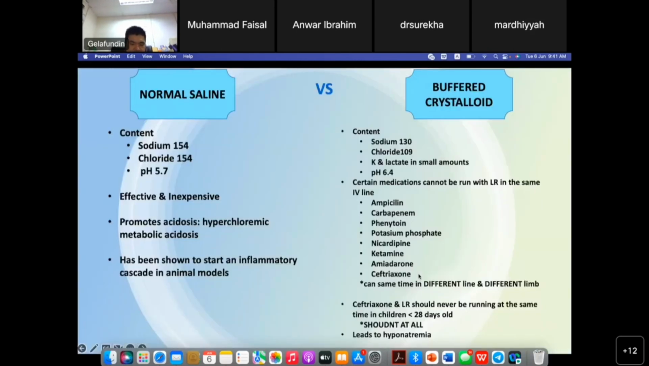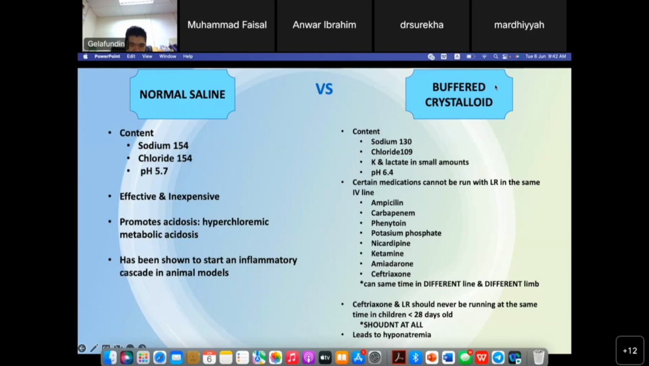Okay, so we move on to basically normal saline versus buffered crystalloid. In buffered crystalloid, I'm actually talking about Hartmann's or Ringer's lactate. So normal saline actually is not normal. It's actually acidic, okay? The pH is actually 5.7. What else is acidic? For example, coffee. Coffee is acidic. So the content of normal saline is mainly sodium and chloride.